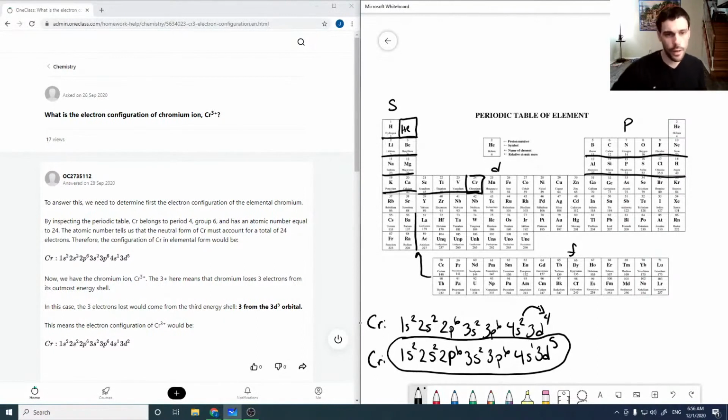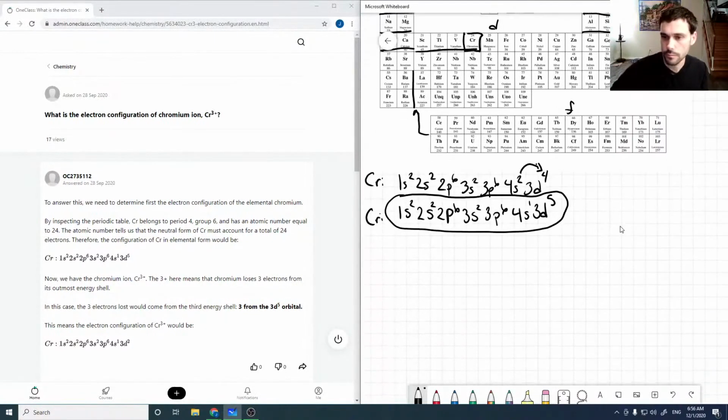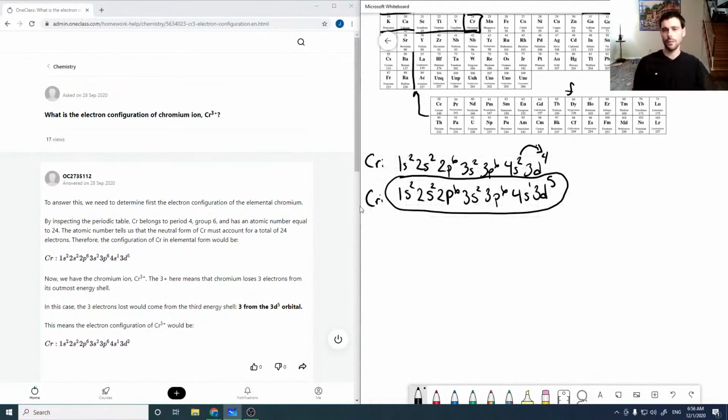Now for chromium 3 plus, as we remove electrons, we still remove electrons from our highest n orbitals first. So that means this one goes first. So one, and then we need two more. So this five is going to turn into a three.